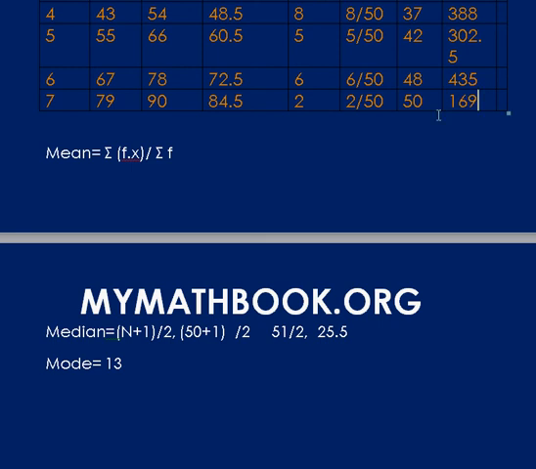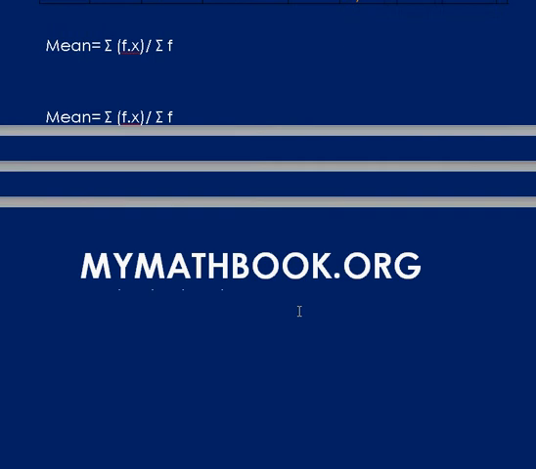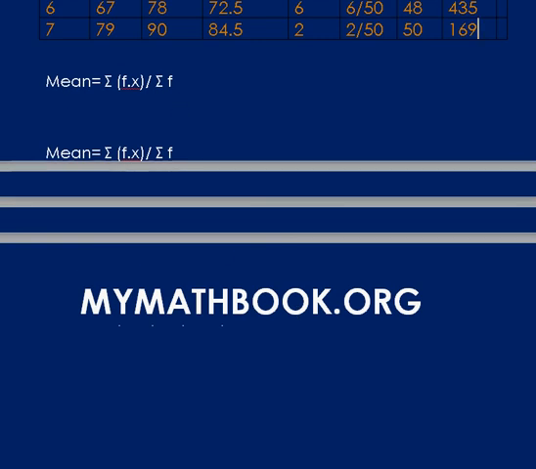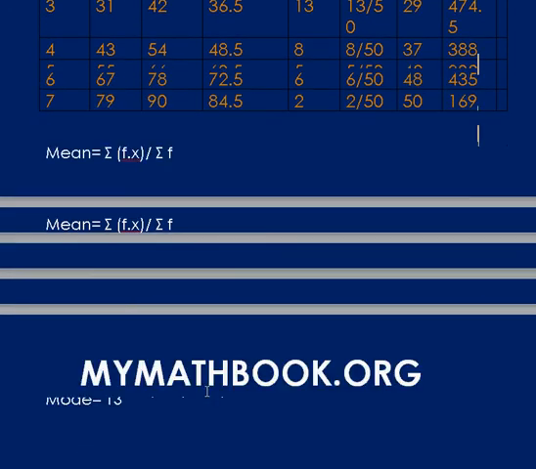Alright, so once we have that, we just have to sum up all these values. So you have sigma fx over sigma f, and that's going to give us the mean here. I want you to do that as homework, where you add all these products and divide by the sum of the frequencies. Whatever value it gives you will be the mean.